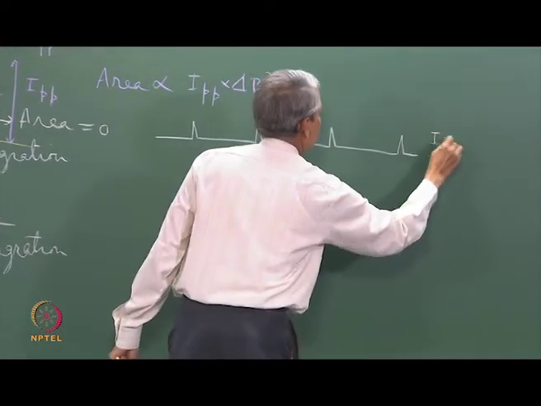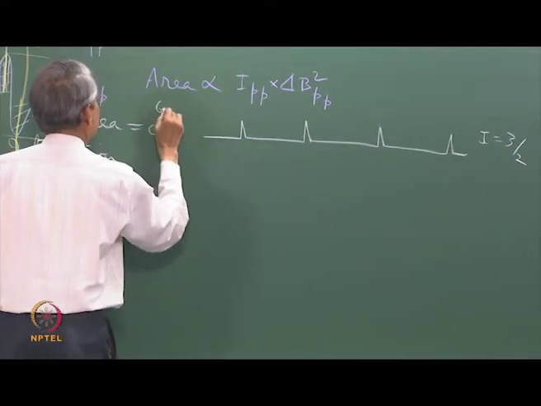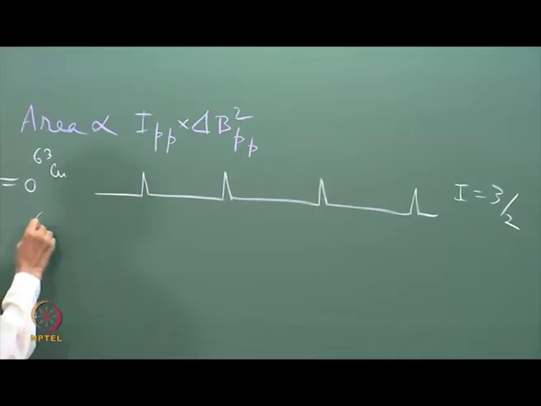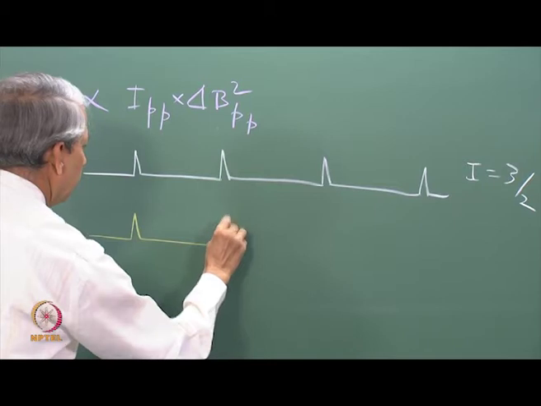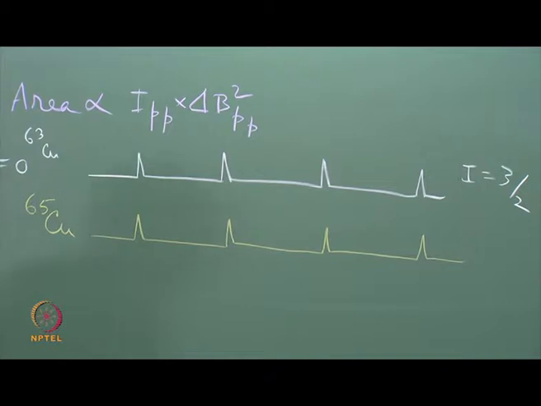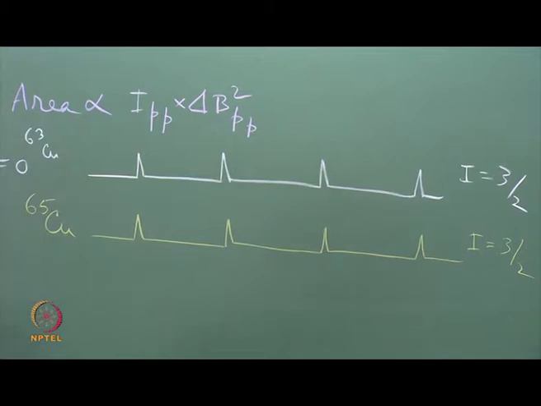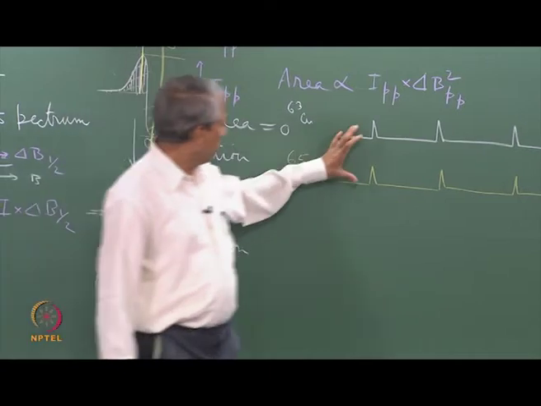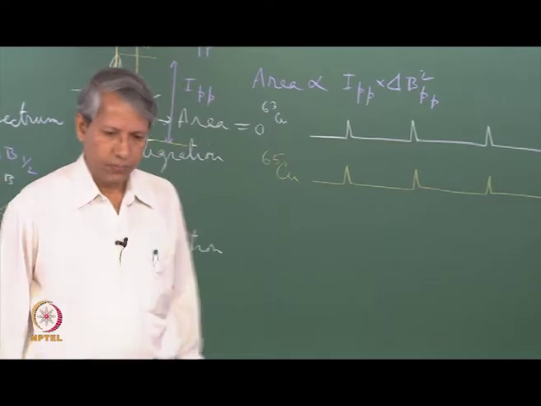Because the spin of this, let us say this is for copper 63. Now, copper 65 similarly will give a similar 4 line spectrum, because its nuclear spin is also 3/2. What we have is a superposition of these 2, but when you superpose them, will they exactly overlap? Let us try to understand that first.